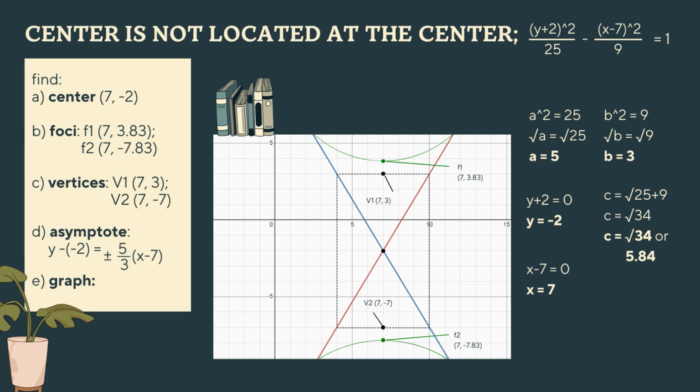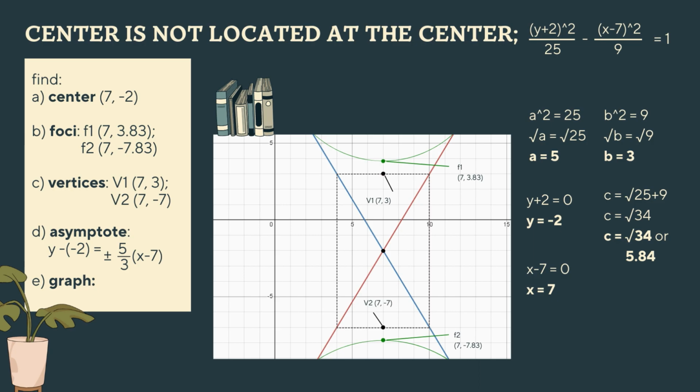And for our vertices, we're also going to use the same formula, but we're going to change c with a. So h, k plus minus a. Let's substitute our values: h is 7, k is equal to negative 2, and a is 5. So we're going to add negative 2 to 5, so we have 3. Our first vertex is 7, 3, and our second vertex is 7, negative 7. We just subtract negative 2 by 5.